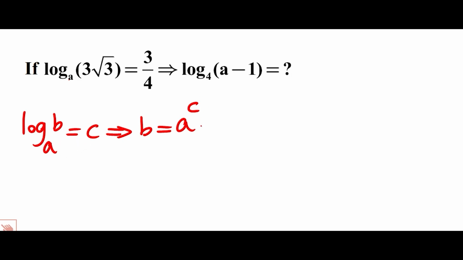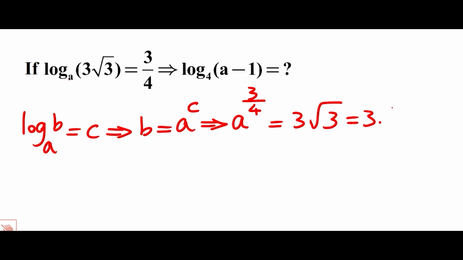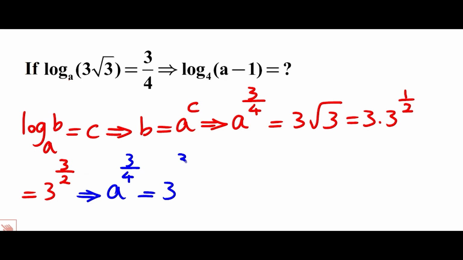So in this case, a to the power of 3 over 4 equals 3 times the square root of 3. And we know that 3 times the square root of 3 equals 3 times 3 to the power of 1/2, which equals 3 to the power of 3 over 2, right? So we have a to the power of 3 over 4 equals 3 to the power of 3 over 2.